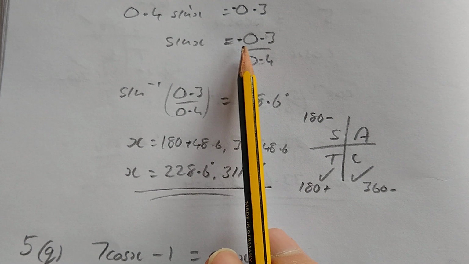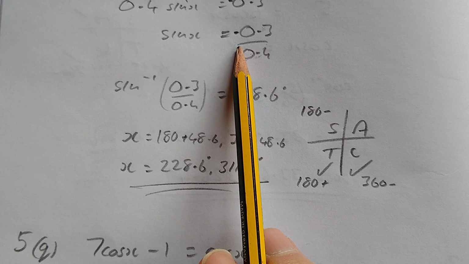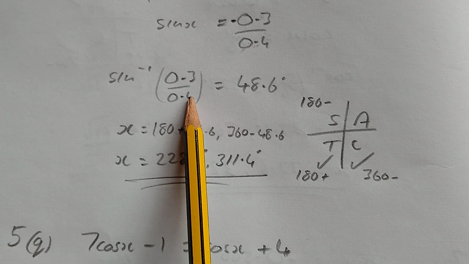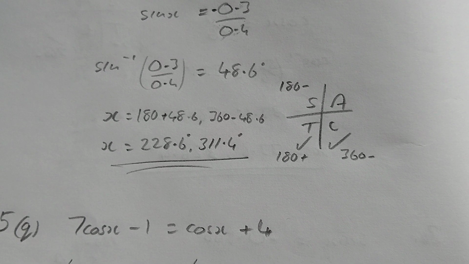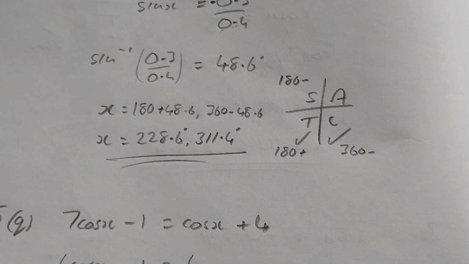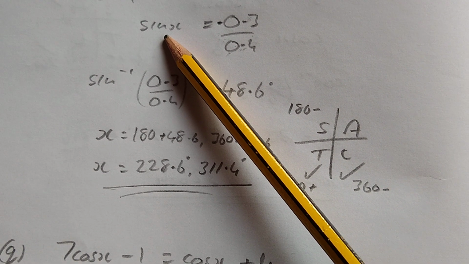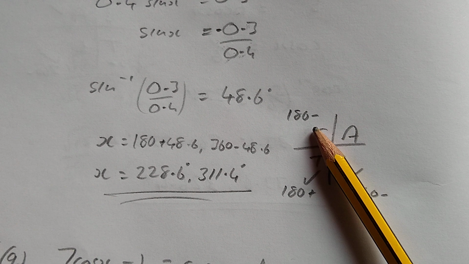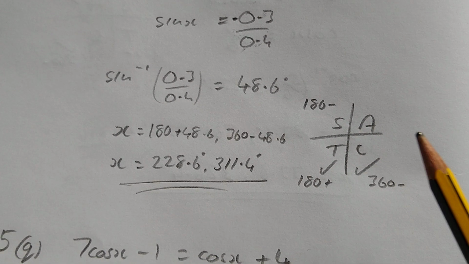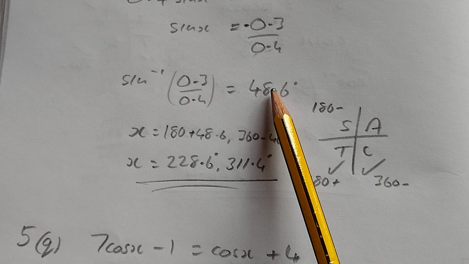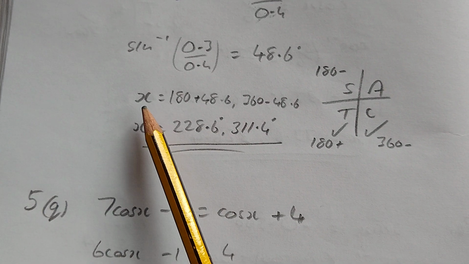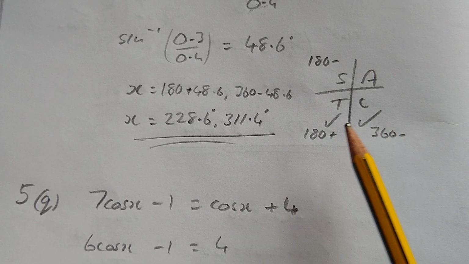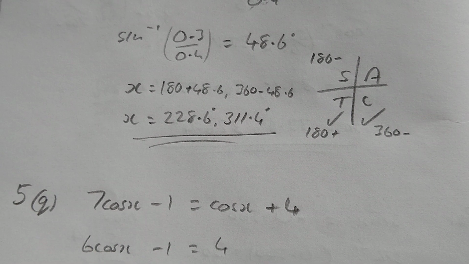Right, so I have a negative value for sine. So again, we ignore that negative sign when calculating this part. So the inverse sine of 0.3 divided by 0.4, which is 48.6 degrees. I'm doing a sine question. It's a negative value of sine. So I'm not ticking A or S, I'm ticking the other two quadrants. Again, there's no mention of x equals on this line. So my values of x will be 180 plus 48.6 and 360 minus 48.6, coming from the CAST diagram here.